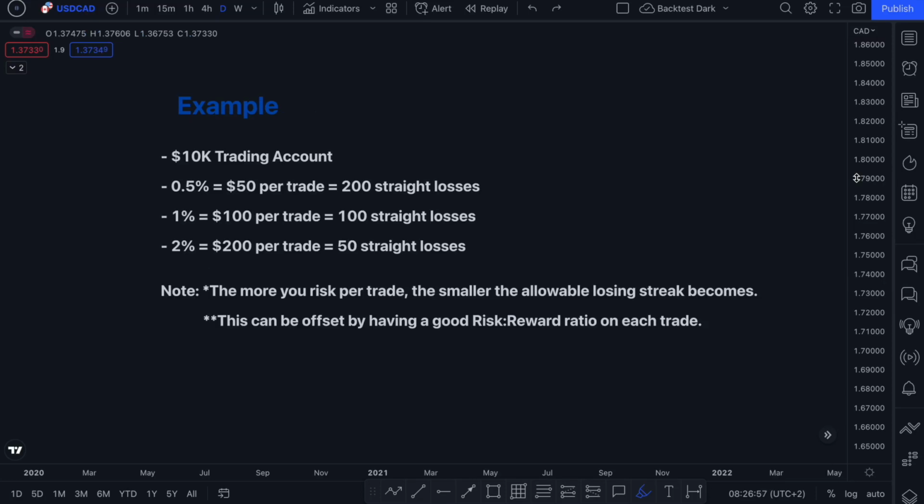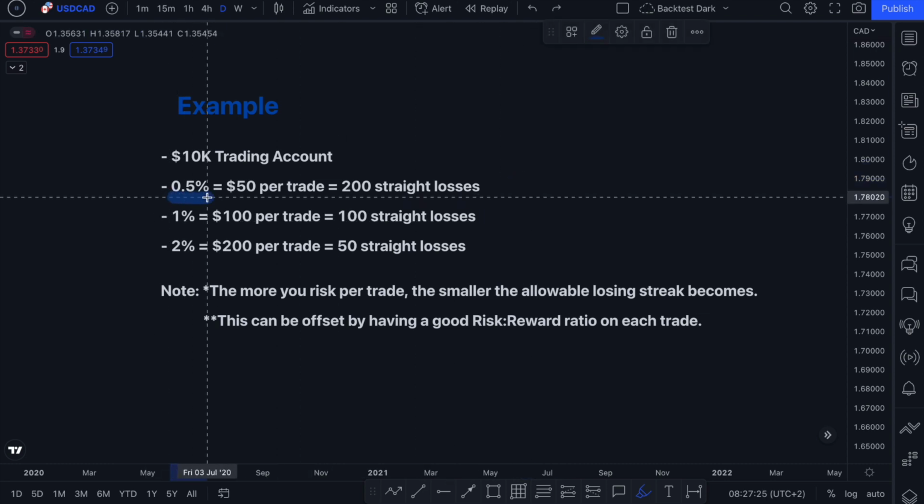Now, what exactly do I mean by this? All right, let's look at a quick example. Again, we're looking at a $10,000 trading account. If you were to risk 0.5% on each trade, you would be risking $50 per trade. And what that means is you would need to lose 200 trades in a row in order to blow your account. All right, I'll say that again.